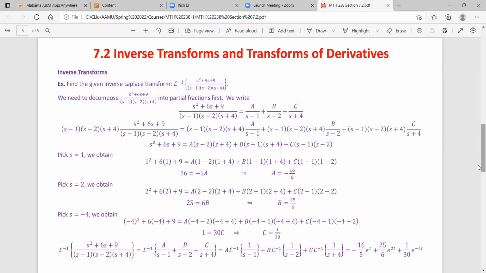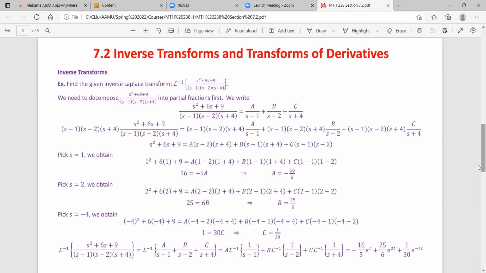And we know the inverse Laplace transform of 1 over s minus 1 is just e to the 1t. If you still remember, the inverse Laplace transform of 1 over s minus a is e to the at. So if you let a equal to 1, the inverse Laplace transform of 1 over s minus 1 is e to the 1t, or just e to the t. Similarly, the inverse Laplace transform of 1 over s minus 2 is just e to the 2t.